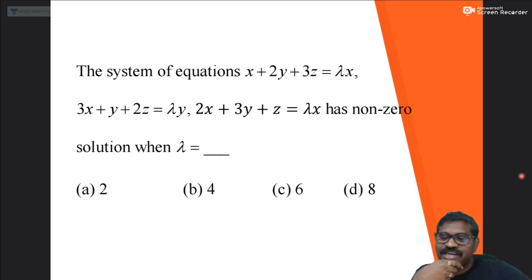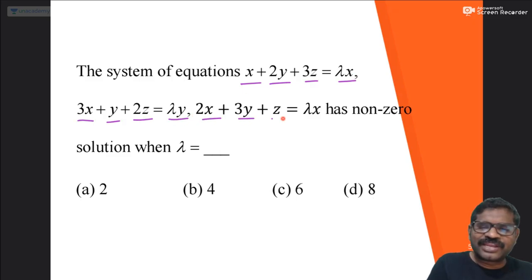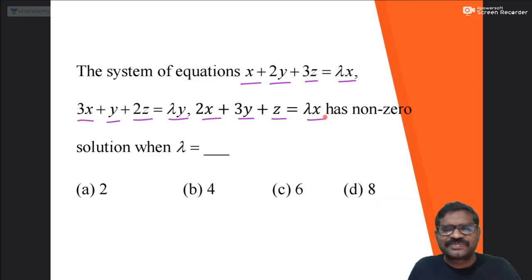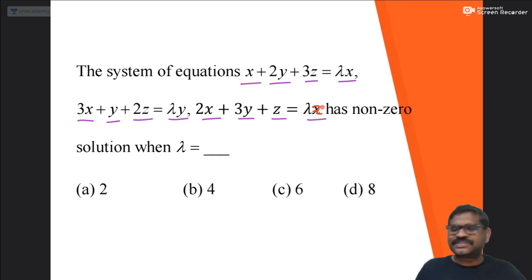Even though you know the concept, in some cases you will be trapped. The problem is designed in that model. Observe, there is no constant term in your equation. Variable, variable, variable, all are variables. Nothing is constant. There is a typing mistake: this is not lambda x, it is lambda z in the last equation. Okay, it is a homogeneous system. It is not a non-homogeneous system.